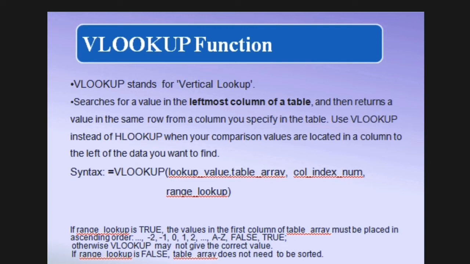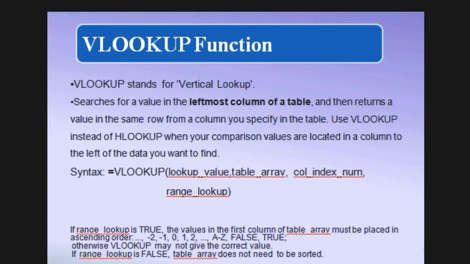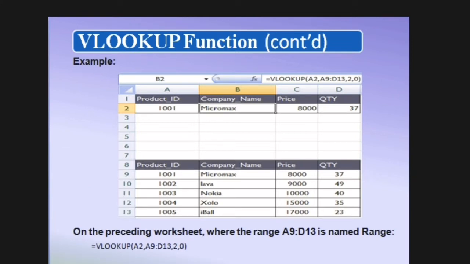Here, if you want to find the company name on the basis of product ID, then your VLOOKUP function will be equals VLOOKUP A2. It means the cell address of the product ID. Then select the range like A9 to D13. After that, for the company name, mention the number 2, because the company name is in the second column.